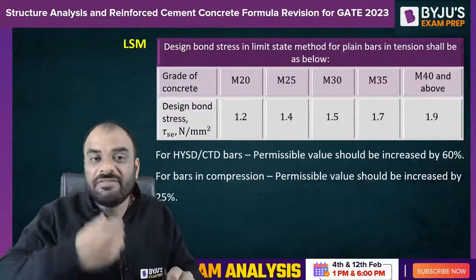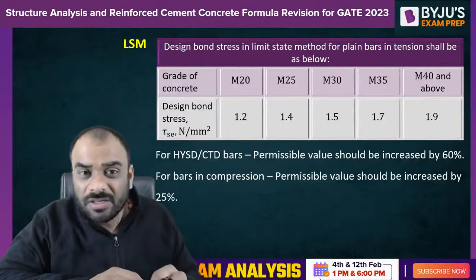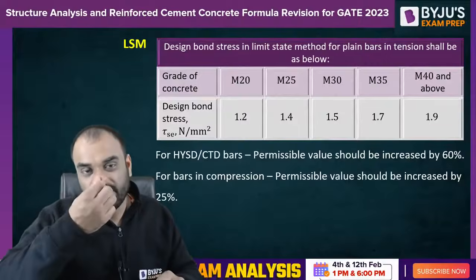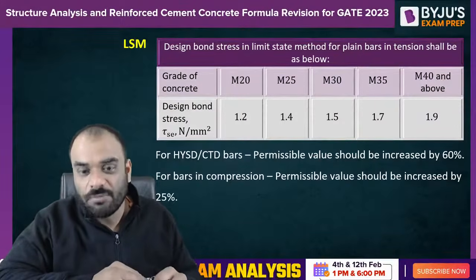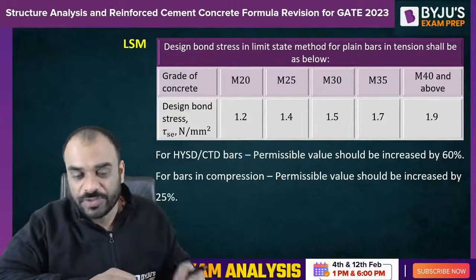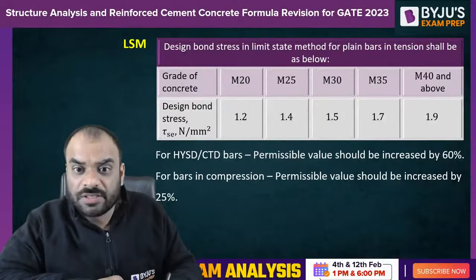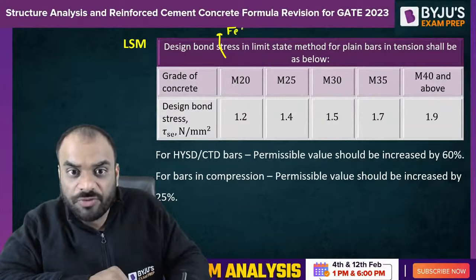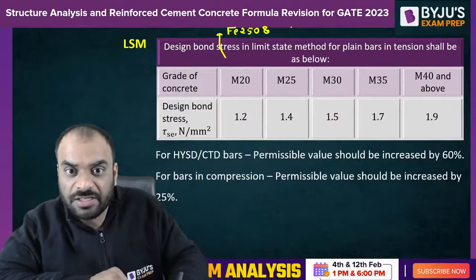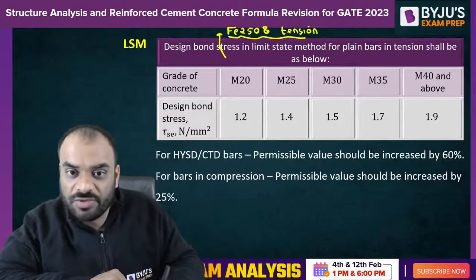Now this tau BD value will also fluctuate on the basis of type of reinforcement, condition of the reinforcement, and which type of force is there, whether it is tension or compression. According to that, it will change. So this particular value which is written over here is valid when you have Fe 250 grade of steel and the bar is in tension, right? Then only you have to use the value which is written in the table.